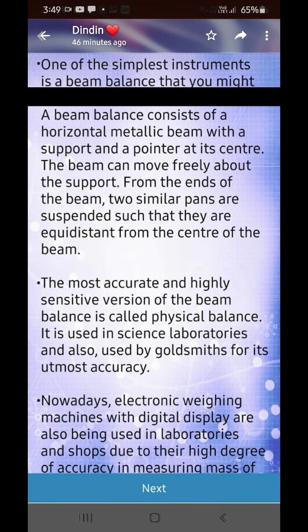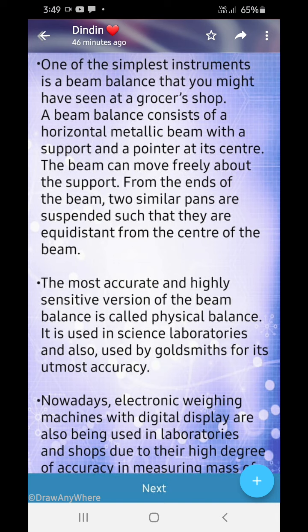One of the simplest instruments is the beam balance that you must have seen in the grocery shop. A beam balance consists of a horizontal beam that is on a support with a pointer at its center. The beam can move freely, and from the ends of the beam two similar pans are suspended such that they are equidistant from the center of the beam.